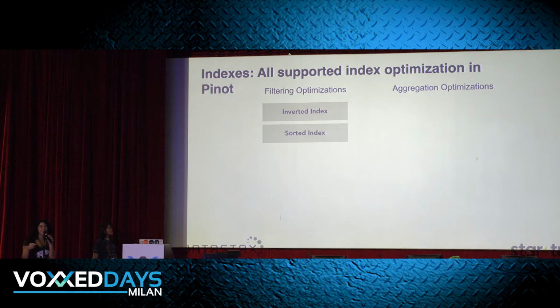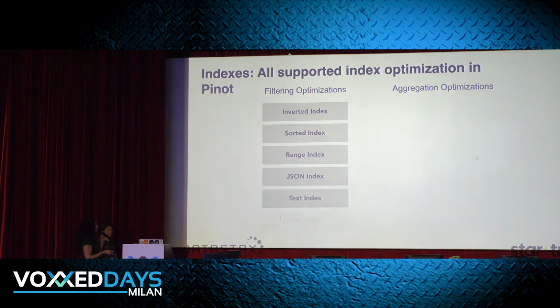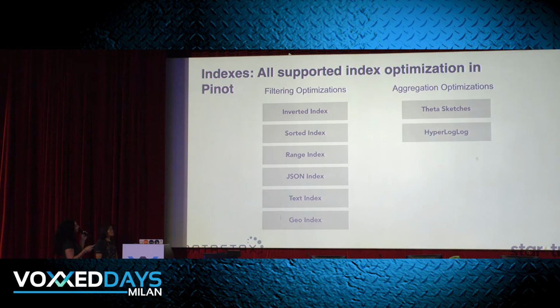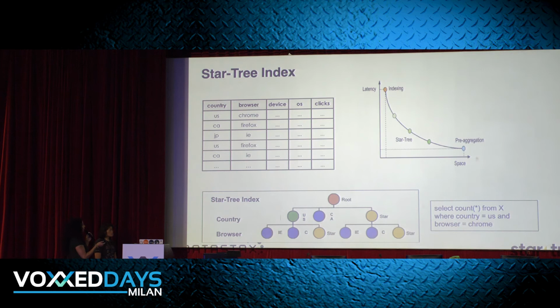So there is a bunch of indexing capabilities inside of Apache Pinot. At the heart of Apache Pinot, it's a columnar store. But there are a lot of different types of indexing capabilities: inverted index, sorted, range, JSON, text, geo. And then there's also aggregation optimizations. And at the bottom, there's a StarTree index. That's the company that I work for, called StarTree. We're the people who originally authored the project.